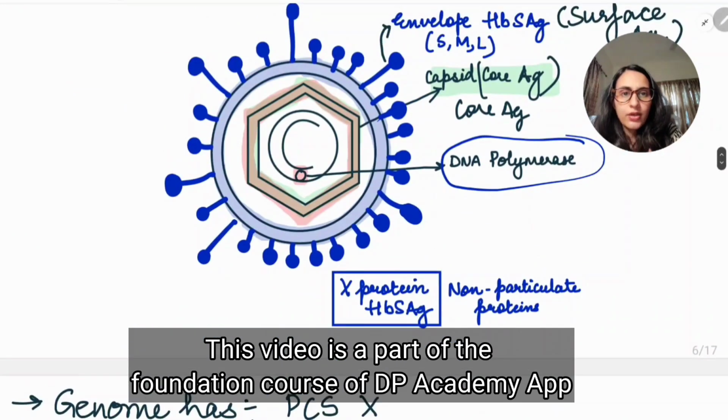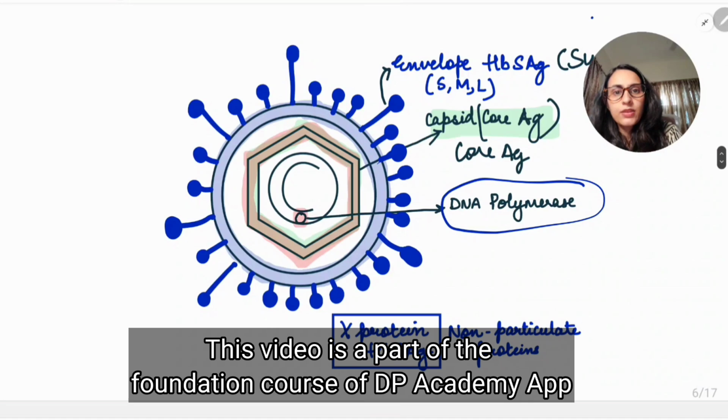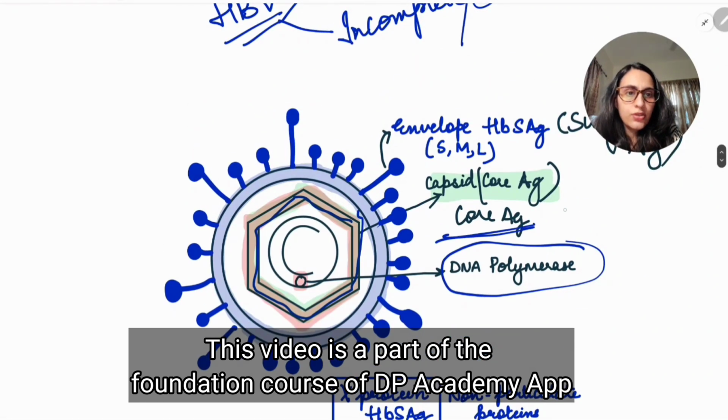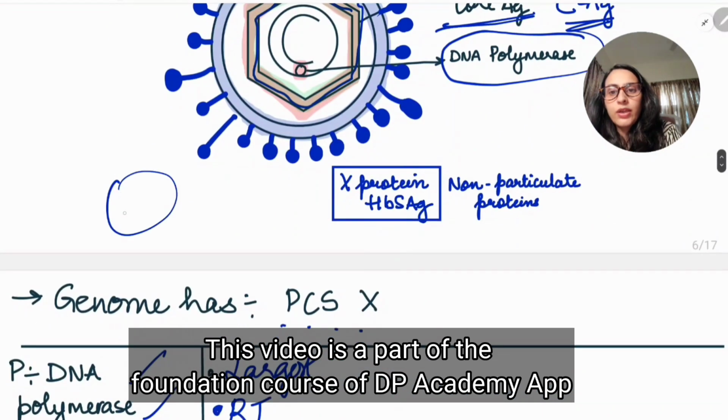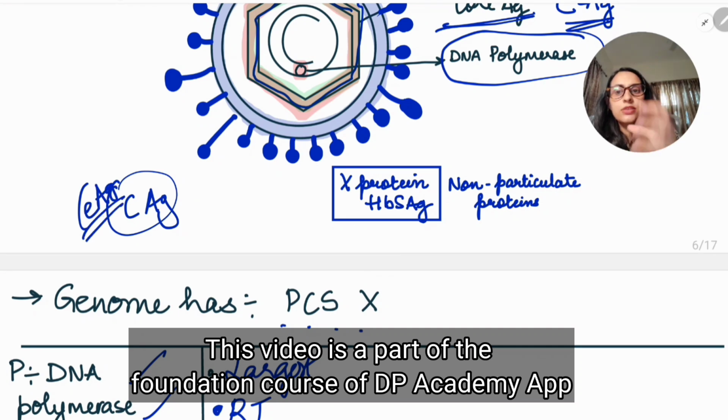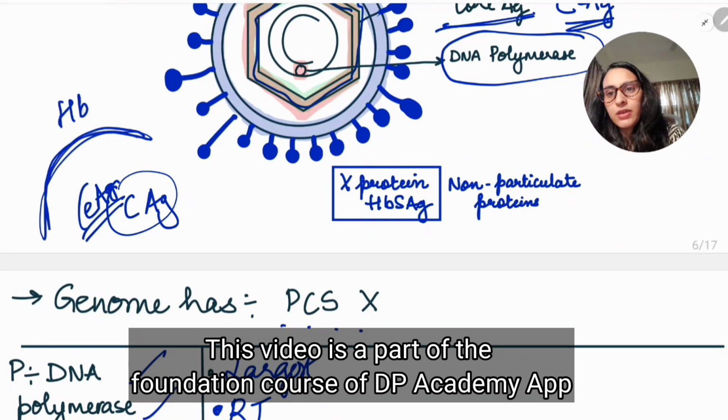So inside is the core area, guys. This is the core area, the one that is inside. This is core antigen or C antigen. And the pre-core area, before the core area, is the E antigen. So remember, the core area is C antigen, and this pre-core area is E antigen. So inside we have C, outside pre-core we have E, and on the surface we have surface antigen, HBs surface antigen on the surface.